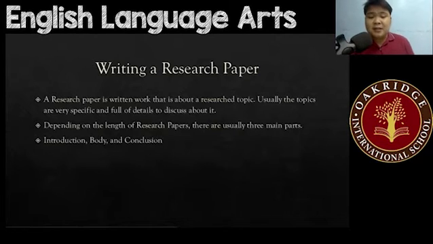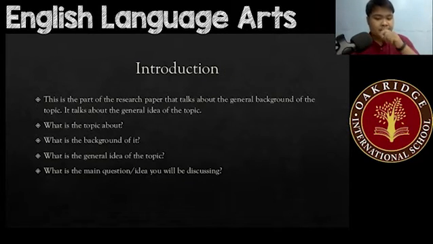Depending on the length of research papers, usually you have three main parts. Some research papers have more than three, especially the more intensive ones. But in a very basic research paper, there are at least three parts. Namely, the first one, the introduction, followed by the body, and then the conclusion. What are these different parts? We will discuss that.